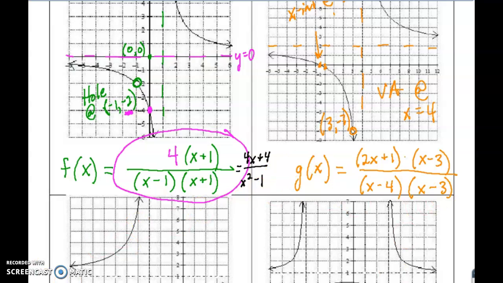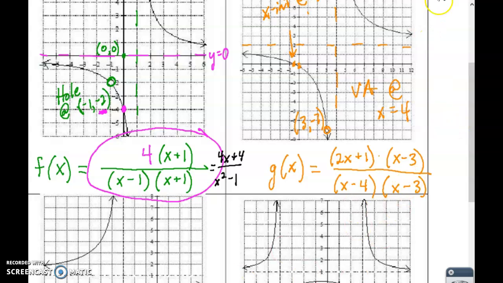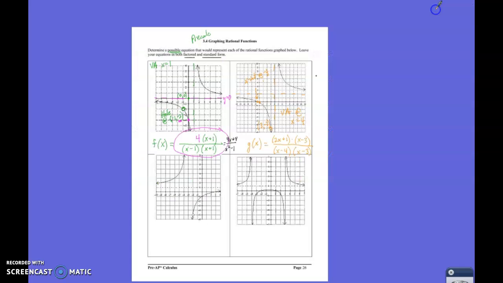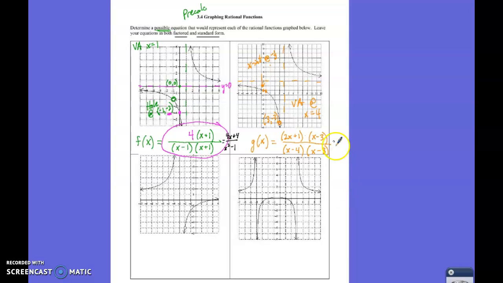And then let's see, I kind of have to move my screen over. Let's make it a little bit smaller. Whoa, not that small. Oh well, let's just write it right here. So standard form would be, foiling it out, 2x squared, let's see, it'd be minus 6x plus 1, so it'd be minus 5x minus 3 over x squared minus 7x plus 12. There we go. So make sure you follow the directions, even though I was not doing that for a while.